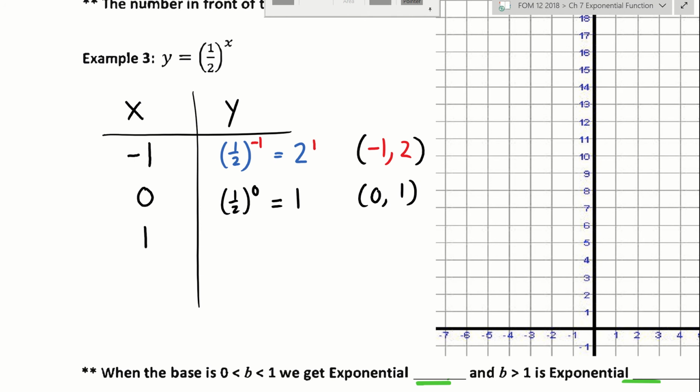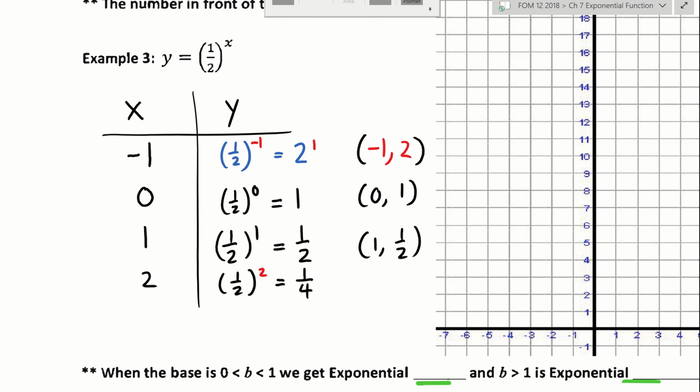Next point, x equal to 1. So 1/2 to the power of 1. 1/2 to the power of 1 is 1/2. So, okay, so 1 and 1/2. And next point, let's try 2. So 1/2 to the power of 2. Now, what is 1/2 to the power of 2? That will actually be 1/4 because the 2 gets squared, right? So that's 1 and 1/4.